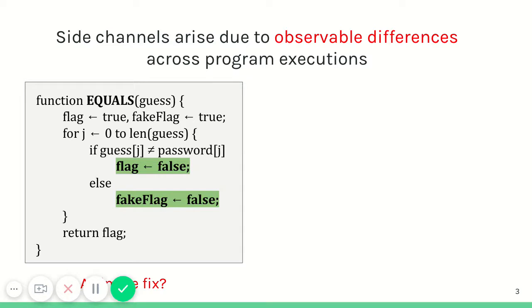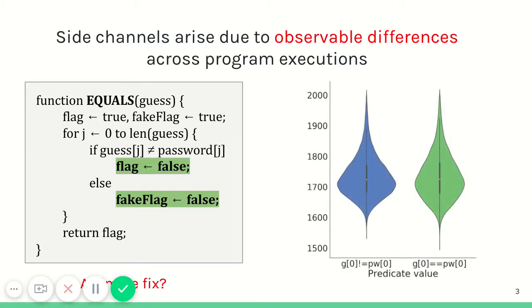So to fix it, one might think, well, let's remove the early return and instead ensure that the same amount of work is done regardless of whether or not the two characters match. As a result, a developer might code the equal function here on the left. So, has the side channel been removed?